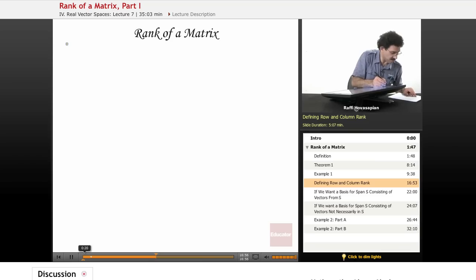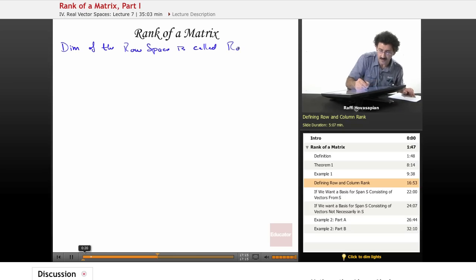This thing called the rank. Well, we just calculated the dimension of that subspace, which was 3. Well, the dimension of the row space is called the row rank.